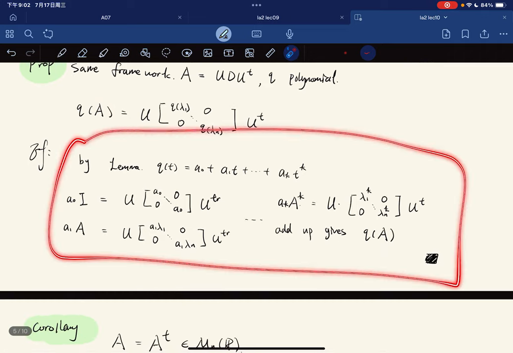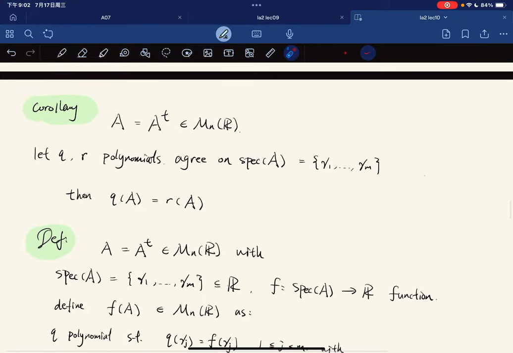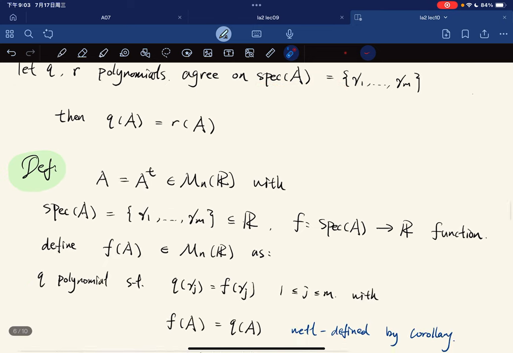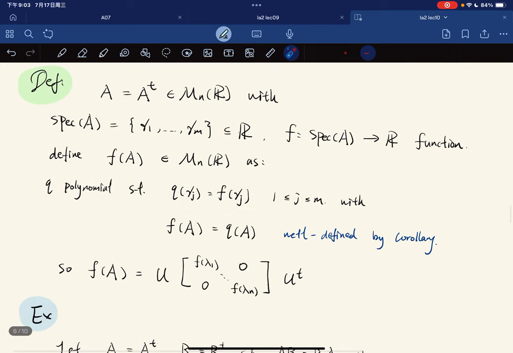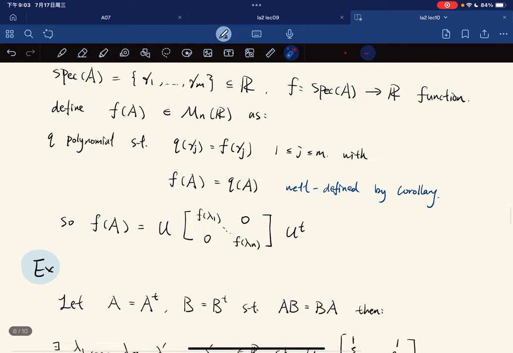And the proof is again easy. Moreover, we can do the same thing, the functional calculus. Given a symmetric A, if two functions agree on the spectrum of the matrix, then they're the same. Now we define the functional calculus on a matrix. Define F_A as a polynomial such that it mimics the function output at the gamma j's, and we define F(A) as the polynomial of A, which is well defined by the corollary. So F(A) will be this.